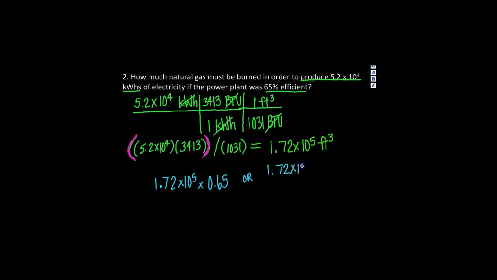1.72 times 10 to the 5, and you can do this. These are both the exact same thing. So then you'd multiply by 65 and divide by 100. Both of those are the same thing, and they're going to get you the exact same thing. So now let's go ahead and get an answer. When you do that math, you'll get 1 something, so I rounded it to 1.12 times 10 to the 5 cubic feet. And that's how you solve that one.